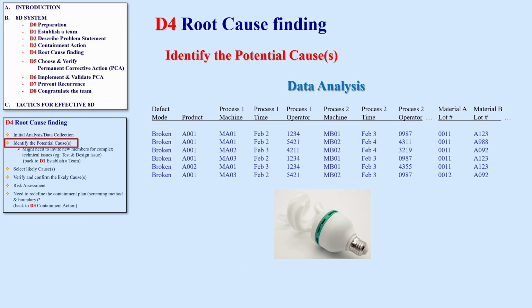So, what is your guess? Right. I will guess lot number 0011 for material O might be the suspected root cause. This is the commonality, or pattern, we can see from the data. Anyway, you might ask: the last bulb used lot 0012 for material A, instead of the suspected 0011. Why was it broken too?